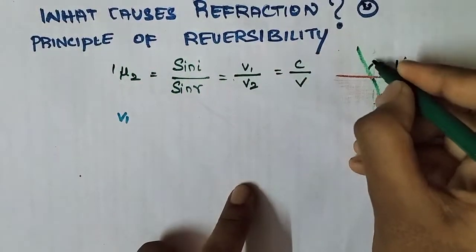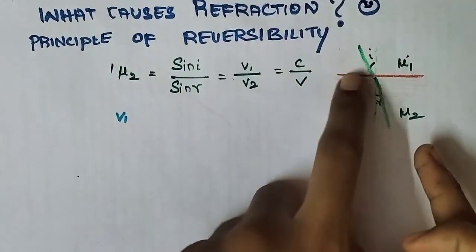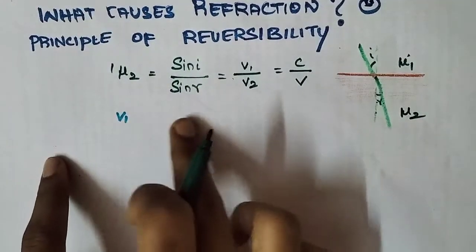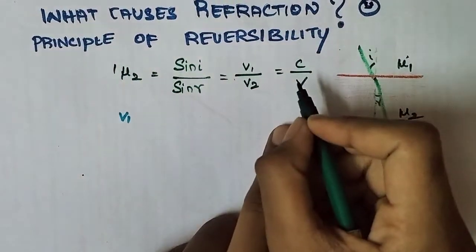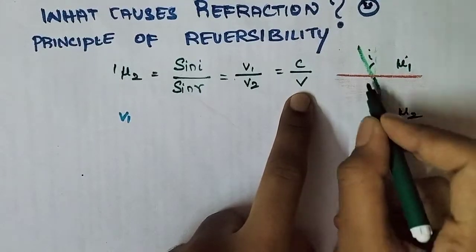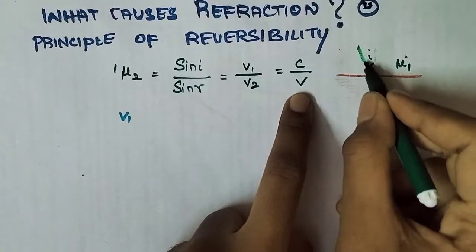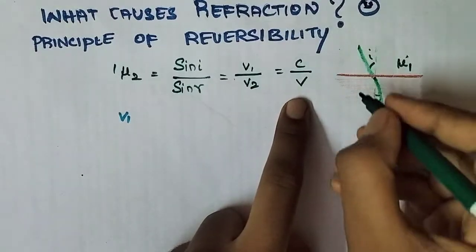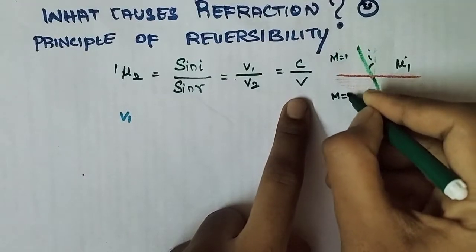This is I, this is R. Okay, sin I by sin R. I told you already the refractive index, this derivation somewhere. Okay. Now this is the speed of light in this medium. How much the speed in this medium, and how much the speed in medium 1. This is medium 1, this is medium 2.